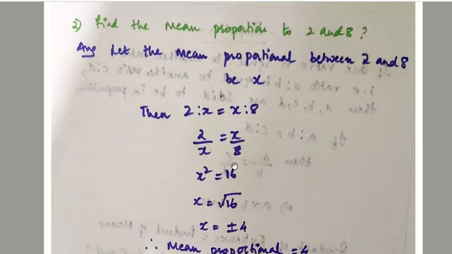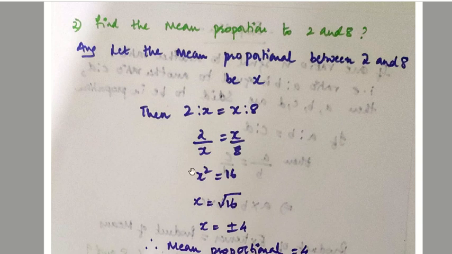Your next question, find the mean proportional between 2 and 8. So let the mean proportional between 2 and 8 be x. Then 2 is to x is equal to x is to 8. So the mean proportional is the in-between number, which we consider x. Therefore 2 by x is equal to x by 8.